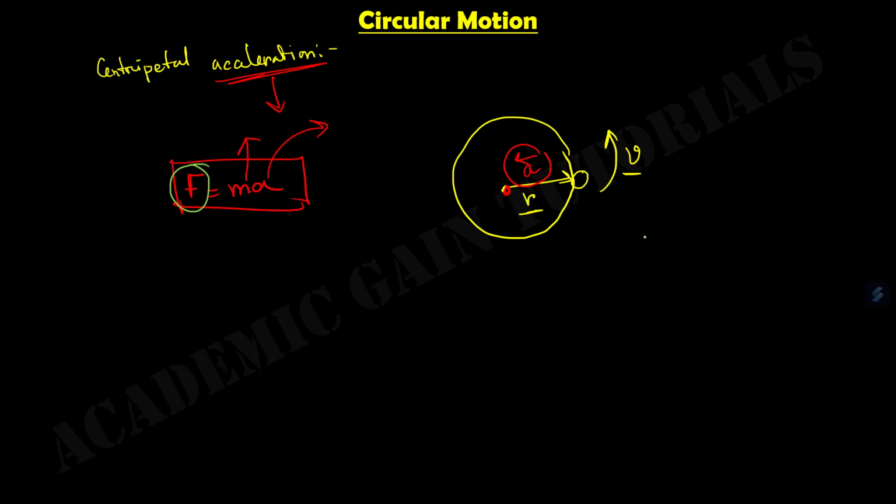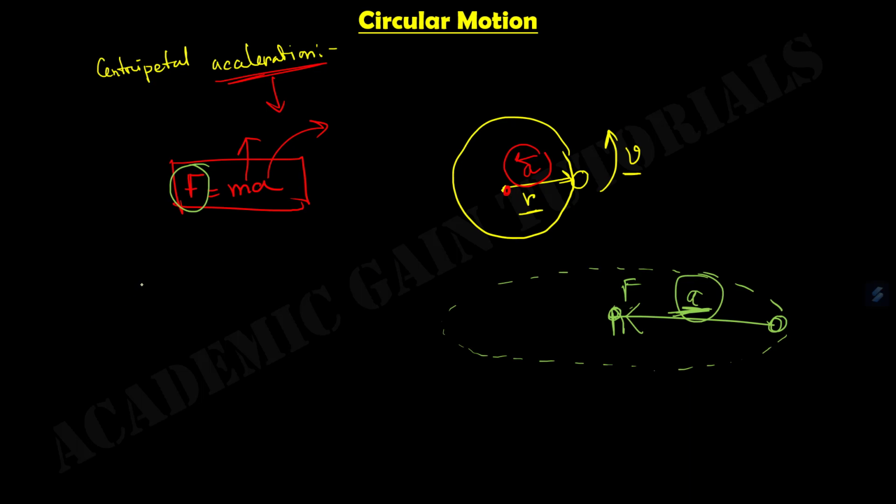Similarly, suppose this is a string and this is a stone, and this is my finger. I am rotating this stone with the help of my finger, and I apply some force to revolve it. When it revolves, after some time, I will find a force happening towards my finger. Why does it happen? Because a centripetal acceleration occurs towards the center, and the center is my finger. So there is a centripetal acceleration, and for that I find a force on my finger. This is known as centripetal acceleration, and it acts towards the center.